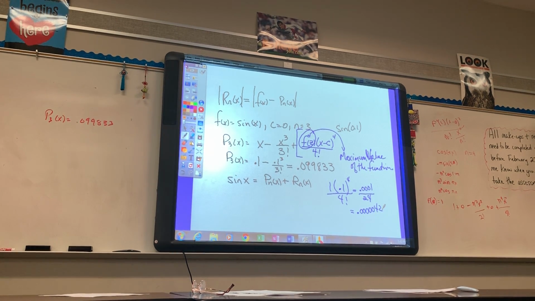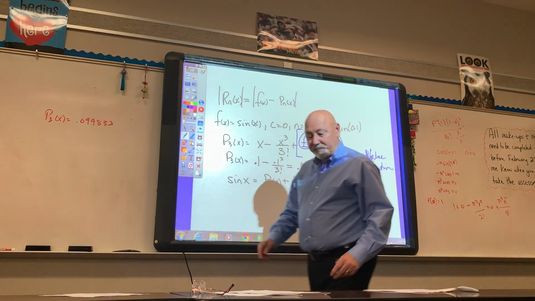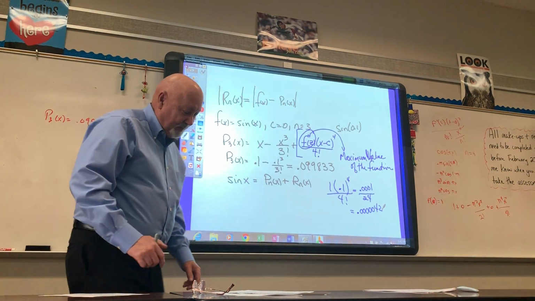4.2 times 10 to the negative 6. Yep, it's negative 6. Do they care whether we put it in scientific notation? No scientific notation, there'll be decimals. That's going to be a lot of zeros.